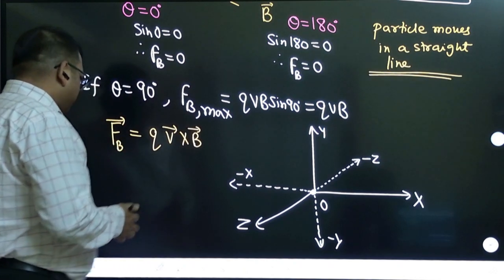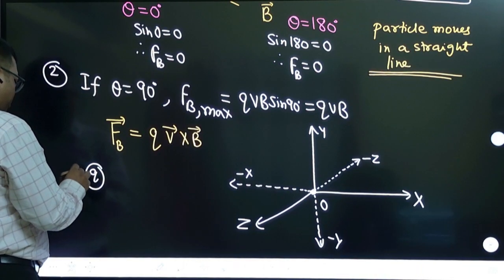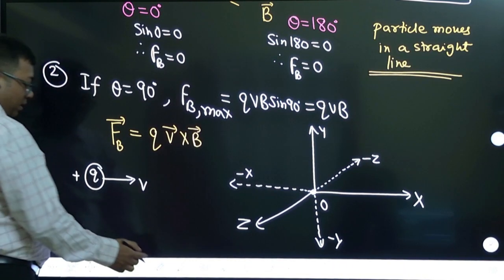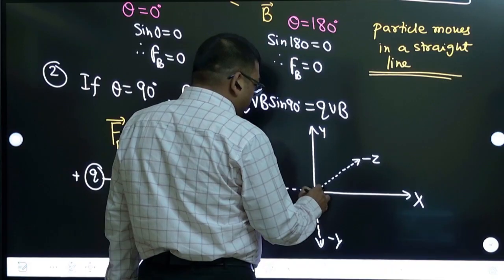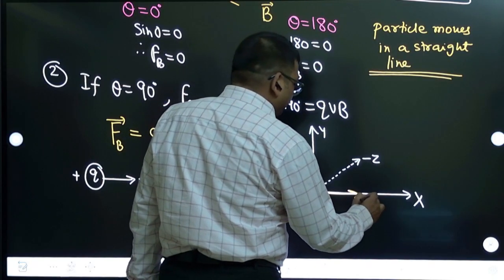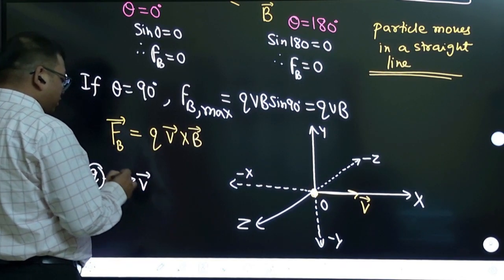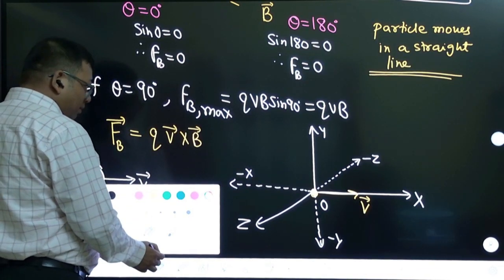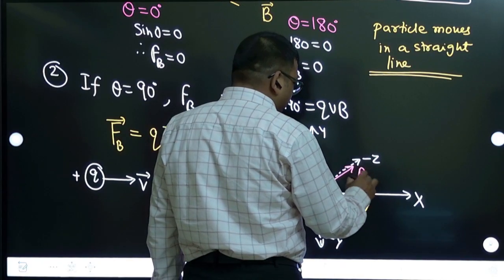Now let us take a case where a charged particle q, assume it is a positive charge, is moving along the x-axis. So the velocity is along the x-axis. Let us say this is the v vector, along the x-axis, and the charge is positive. The magnetic field is going inside, so the magnetic field is along the negative z-axis.